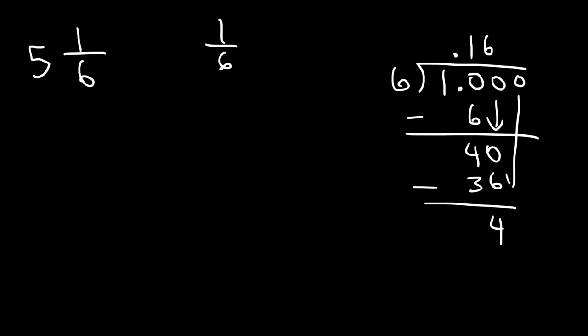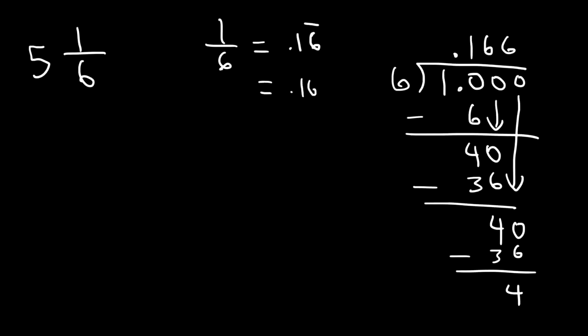Now let's add another 0. 6 goes into 40 6 times, and notice that this process will keep repeating. So therefore 1 over 6 is 0.16 with the 6 repeating. So if you want to round it, you could say it's about 0.167. Now we need to convert 0.167 into, well actually we're not going to convert it into a percentage yet.